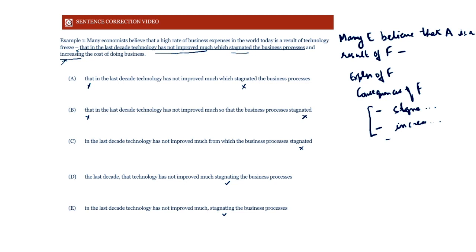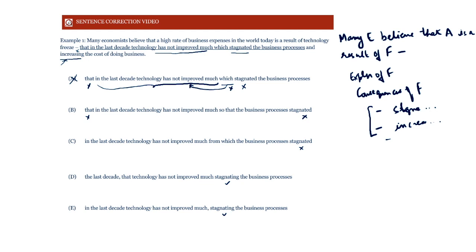That in the last decade, technology has not improved much, which stagnated. Now, the use of which is also not really good over here, because which stands for the entire previous clause: in the last decade, technology has not improved much. But then we normally don't like to do that. In some rare cases it's fine, and which can refer to the entire previous clause, but normally we don't like to do this. So we'll avoid this also. So we have enough reasons to weed out A.